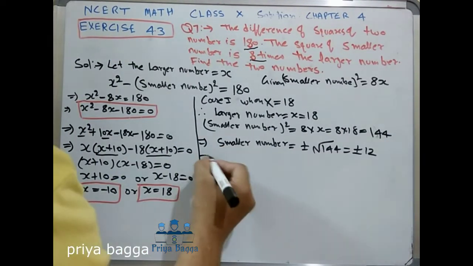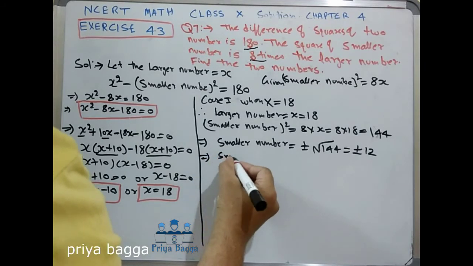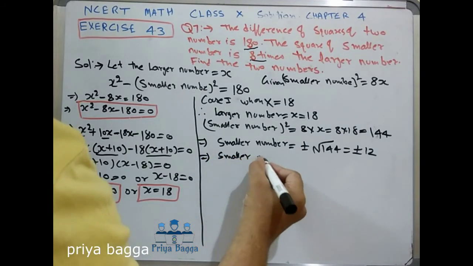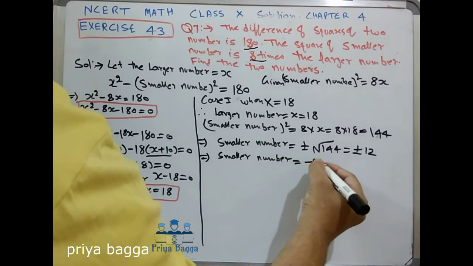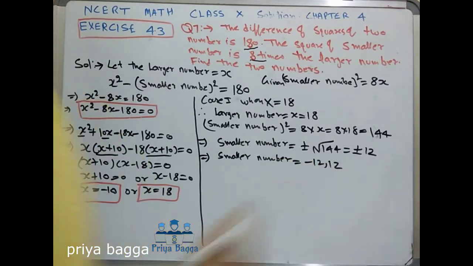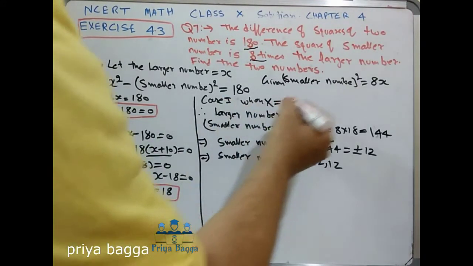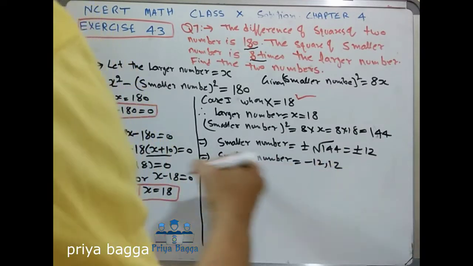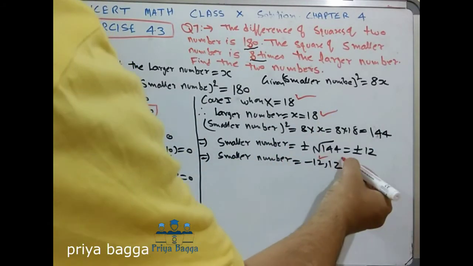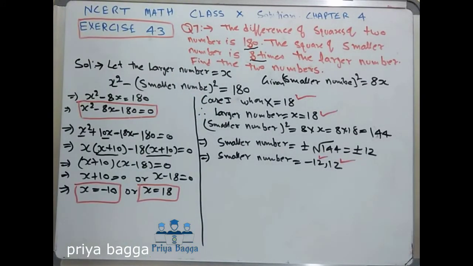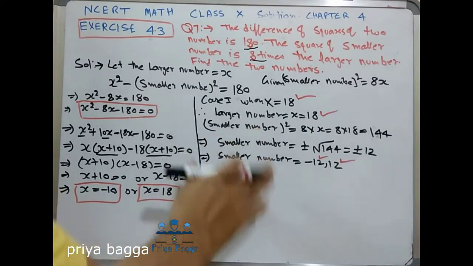So the smaller number is either minus 12 or plus 12. These two are the answers of this particular equation. Okay, x is equal to plus 18 means the larger number is plus 18 and the smaller number is minus 12 or plus 12. So this question ends here, but for your knowledge I'll just go further. Basically, if you write in the exam, this is the end of it.